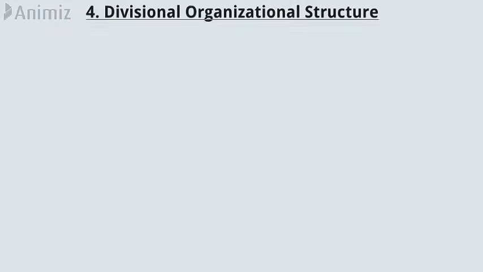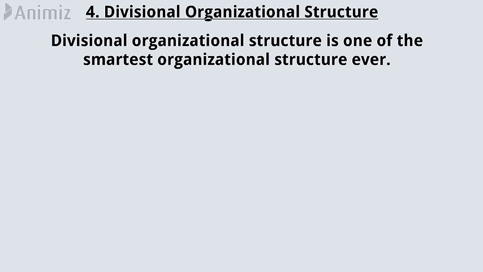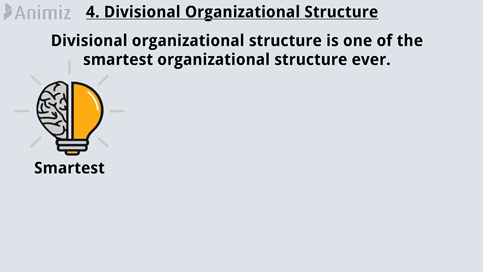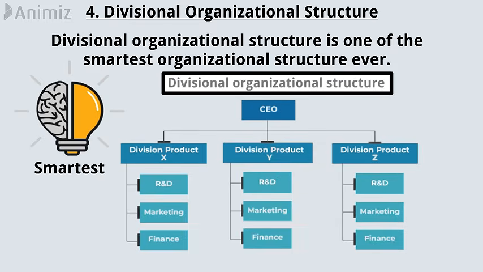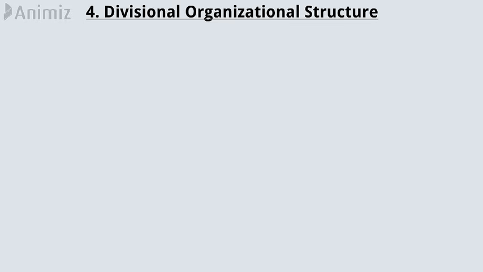4. Divisional organizational structure. Divisional organizational structure is one of the smartest organizational structures ever. In this structure, an organization is separated into some divisions, and each division has control over its own resources and operations. This structure is specially designed for large companies. Let's see some examples of divisional structure.